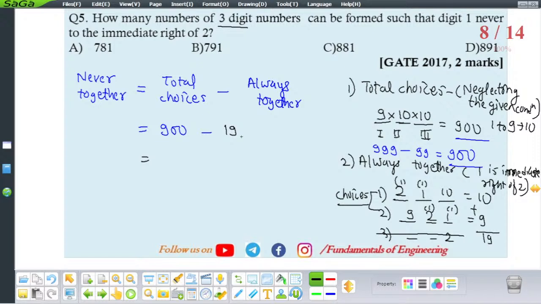900 minus 19. Put the answer into the chat box. Simple one. Which option is correct?